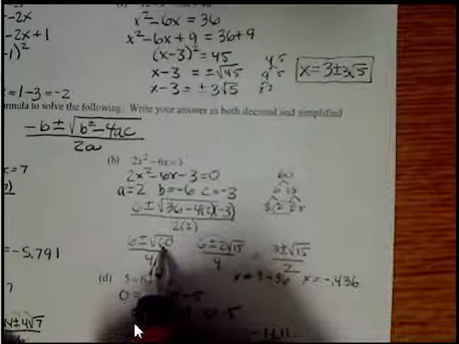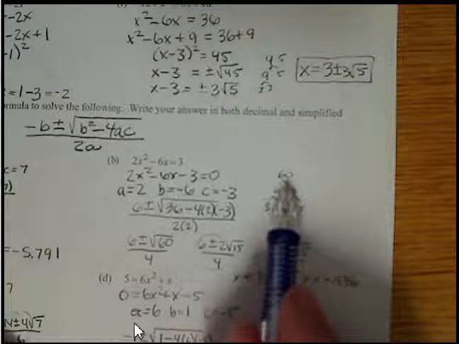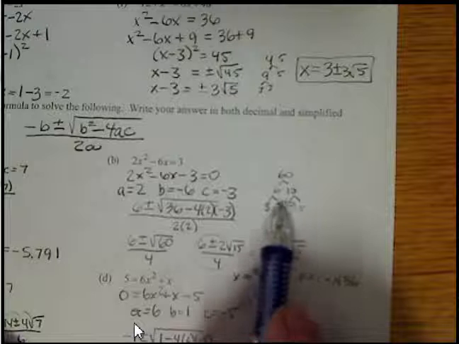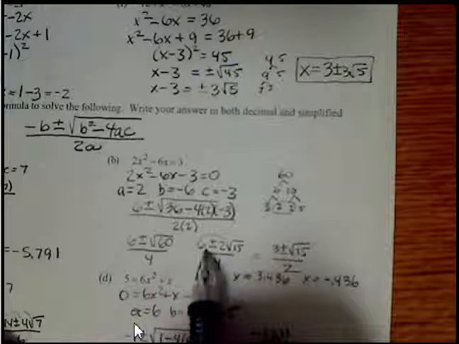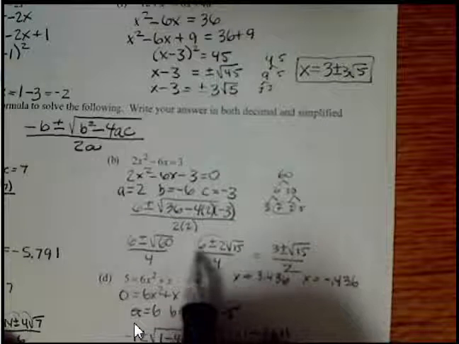That's 60. 60 breaks down to 6 times 10. 6 is 3 times 2. 10 is 2 times 5. I got a pair of 2's. 3 and 5 are still inside. So I get 6 plus or minus 2 root 15 all over 4.